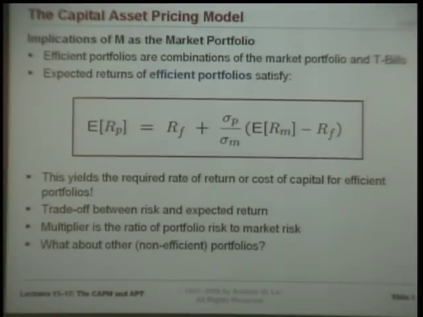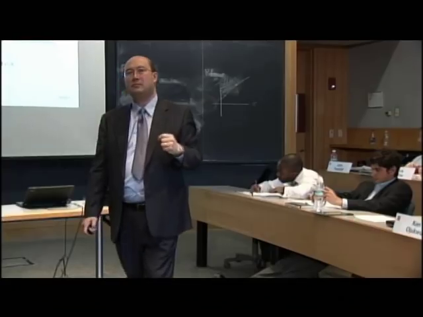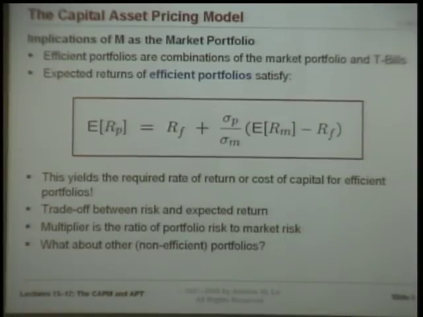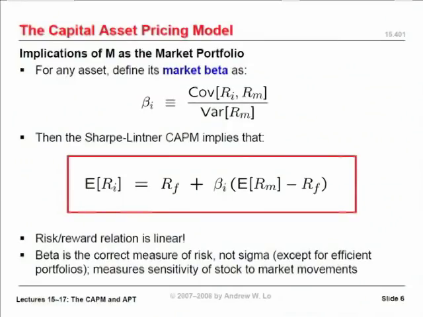But what Bill Sharpe showed was that if this portfolio is not an efficient portfolio, if it's not on that line, the linear relationship still holds. But it turns out that this particular multiplier is no longer the right one to use. It turns out that the right parameter to plug in there is something called beta. Now, you've heard all about beta, I'm sure, but now I'm telling you exactly what beta is.